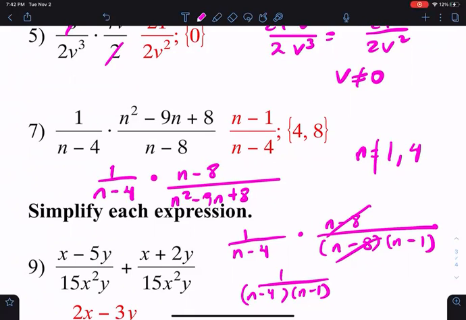Let's see what's missing here. So we did keep, change, flip, right? So that's going to be n squared minus 9, and that's going to be n minus 8 minus 9. Okay, that's positive 8, that's negative 9. That works. 1 over n minus 4, n minus 1.